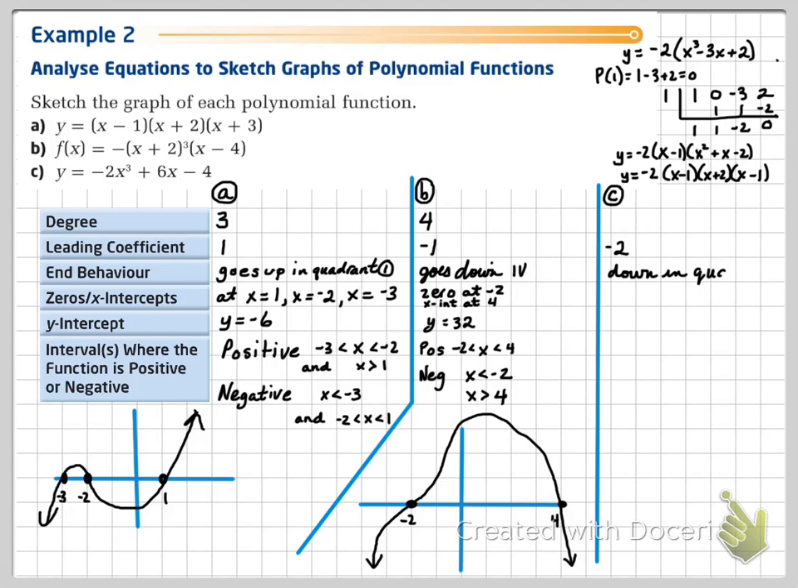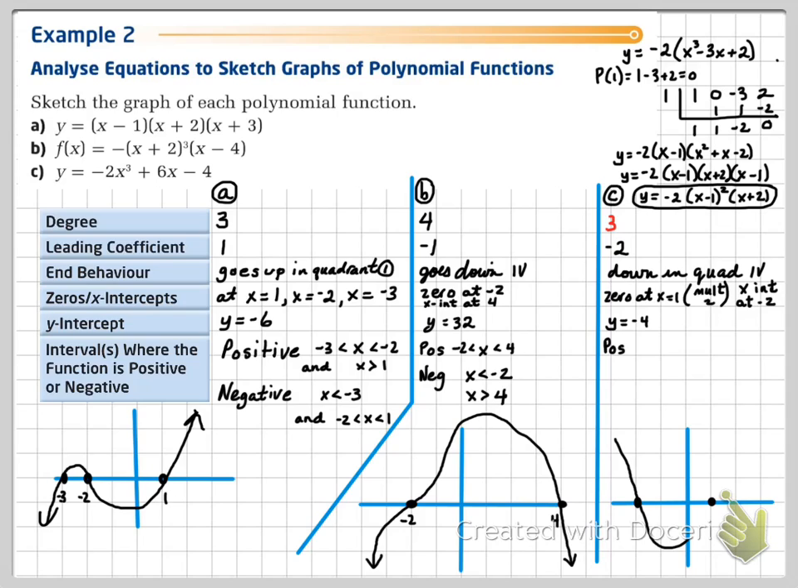So here we go. It's going to go down into quadrant 4. Well, the equation then is y equals negative 2 times x minus 1 squared times x plus 2. Also, this is a degree of 3. There's going to be zeros at negative 1 of multiplicity 2, and there's going to be an x-intercept at negative 2. Y-intercept is at negative 4.